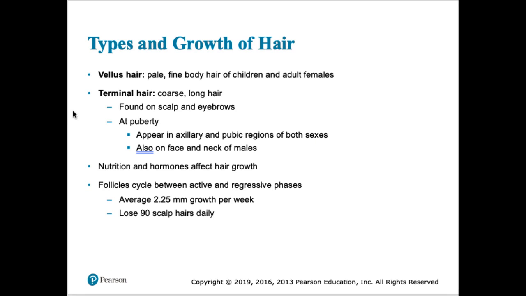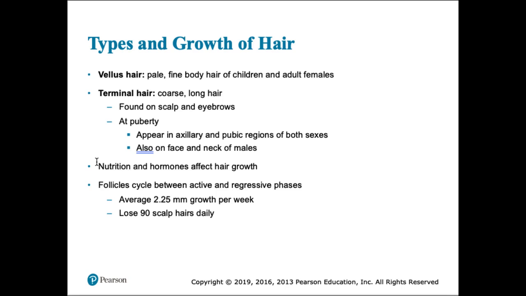There are types and growth of hair. We have something called vellus hair. That's the pale, fine body hair of children and adult females. And then, of course, terminal hair. Those are coarse, long hairs. They're found on the scalp and the eyebrows. At puberty, they start appearing in axillary and pubic regions of both males and females, and also on the face and neck of males as well.